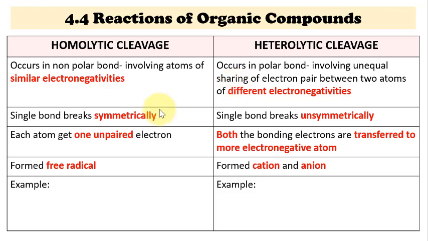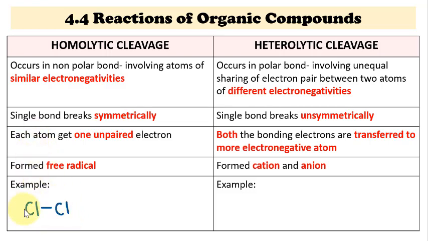In an organic reaction, chemical bonds have to be broken in order that new compounds may be formed. The breaking of the chemical bonds is called cleavage or fission. Homolytic cleavage occurs in a non-polar bond involving atoms with similar electronegativities, such as the chlorine molecule.